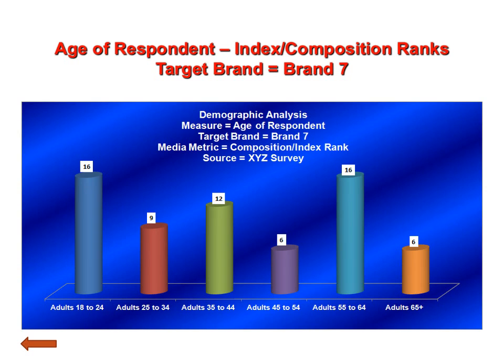And here we have a chart that shows index composition ranks by age group, and in this particular case, brand 7 ranked 9th among the 18 brands measured with regards to its index among the 25 to 34 age group.